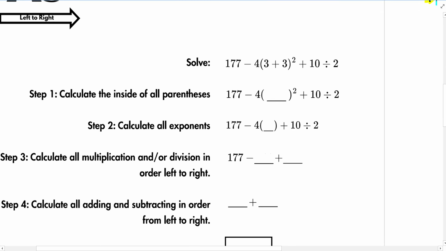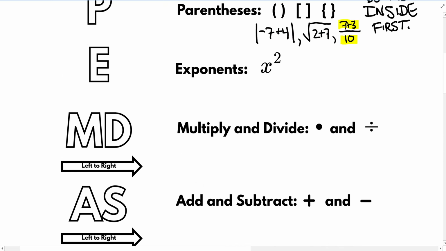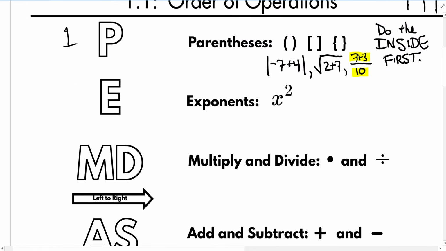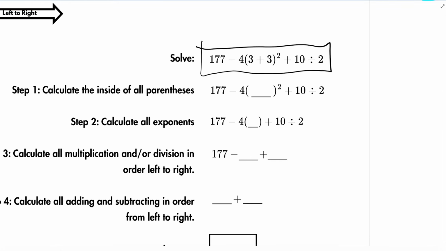So in this case, I've got this long expression. How do I go about doing this? Think order of operations. So P of PEMDAS, this is what we do first. And then that's 3 plus 3. What is 3 plus 3? 6. And then it says calculate all the exponents. All right, we'll calculate all the exponents. There's only one. And so 6 to the second power, that would be 36.